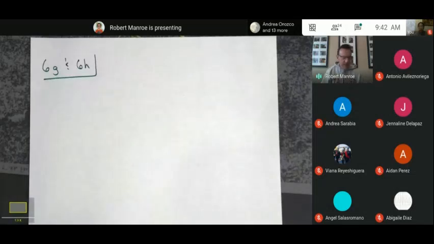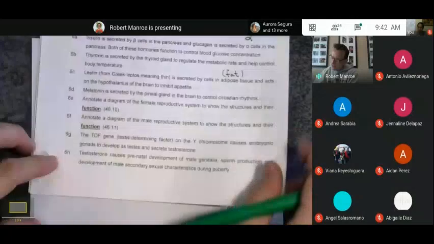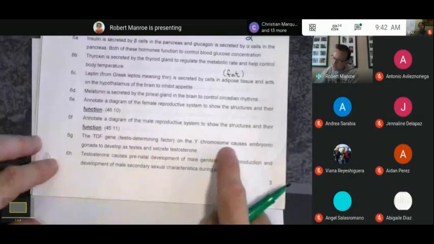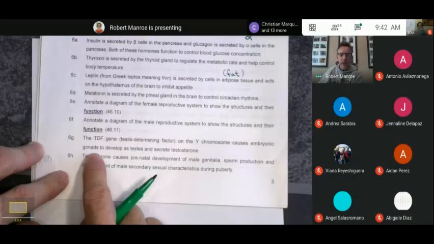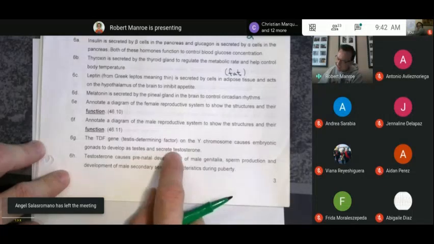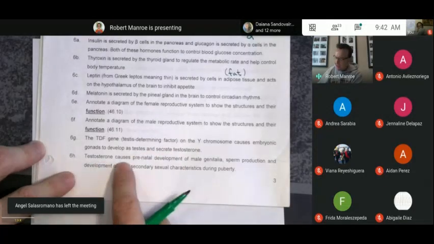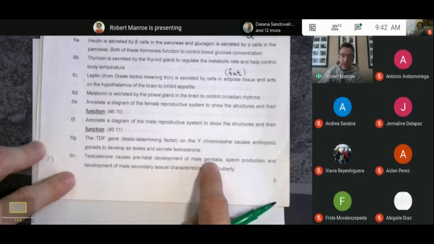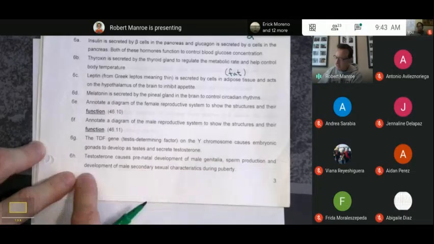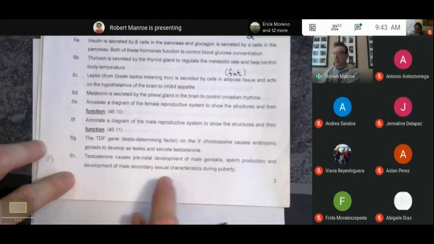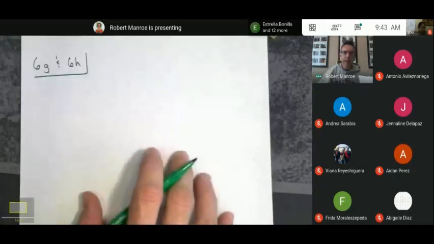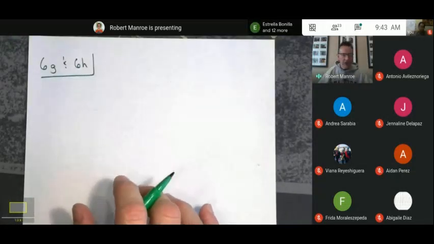So 6G says the TDF gene, the testes determining factor on the Y chromosome. The testes determining factor on the Y chromosome causes embryonic gonads to develop as testes and secrete testosterone. Testosterone causes prenatal development of male genitalia, sperm production, and development of male secondary sex characteristics during puberty. Okay, so what did all of that mumbo jumbo mean?